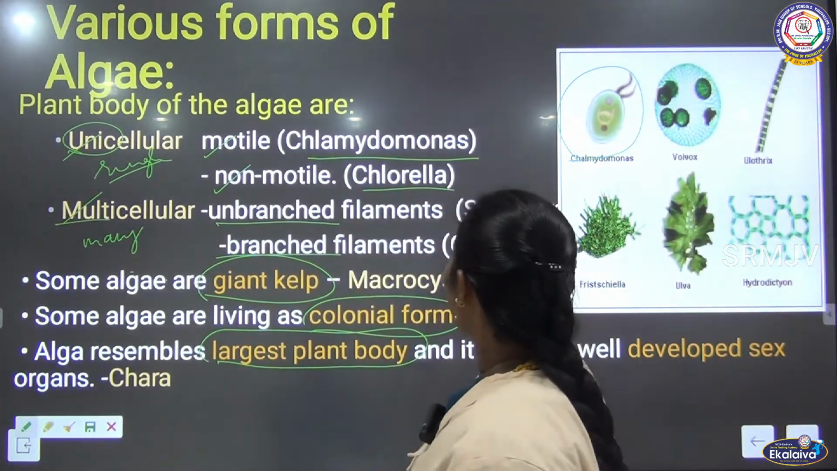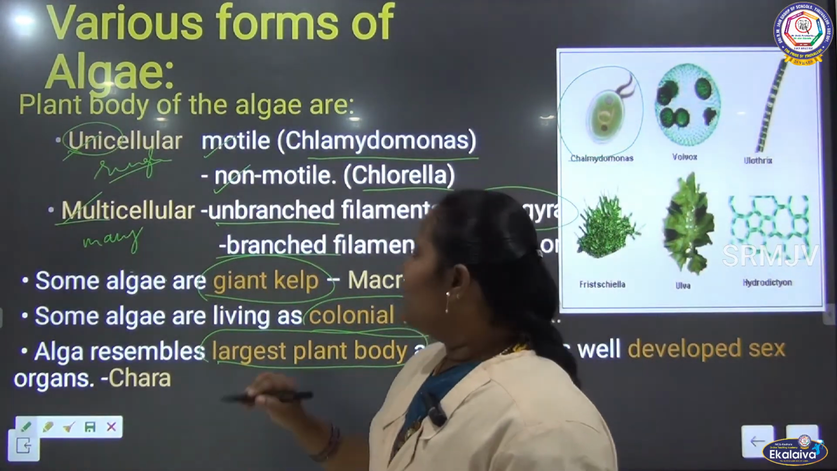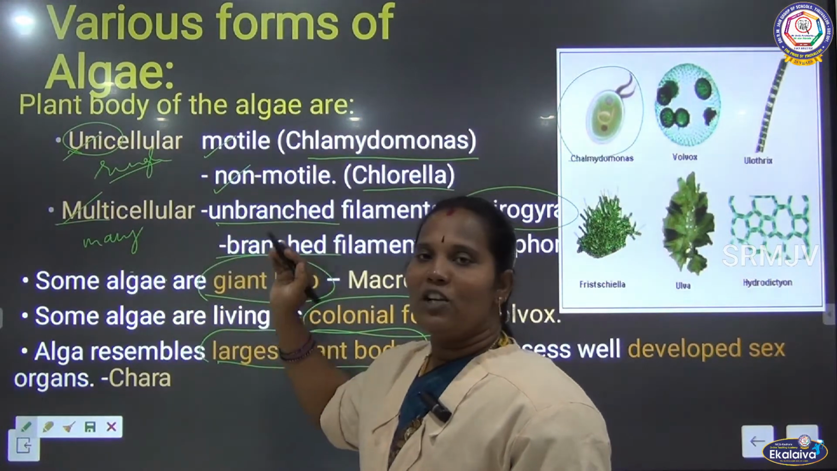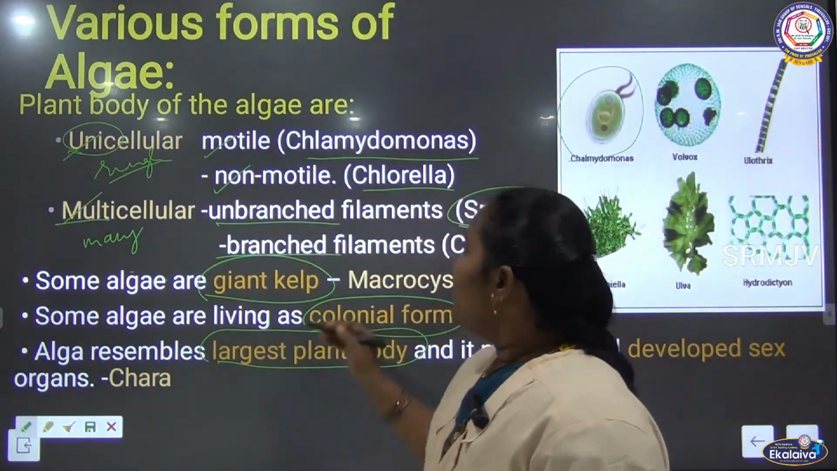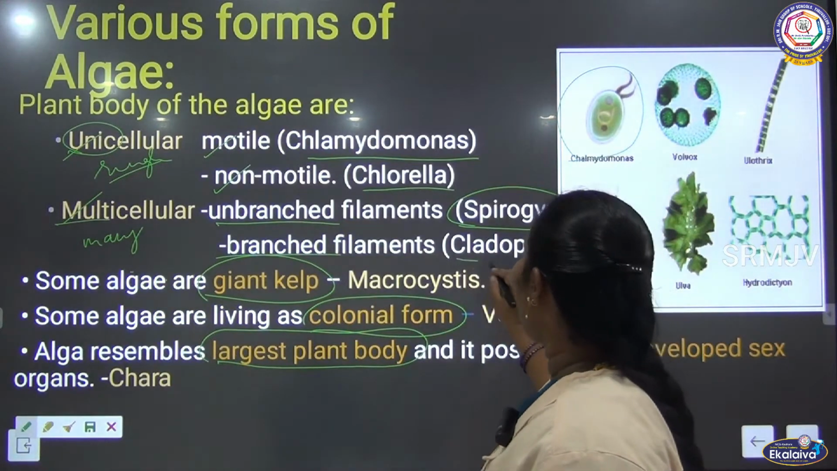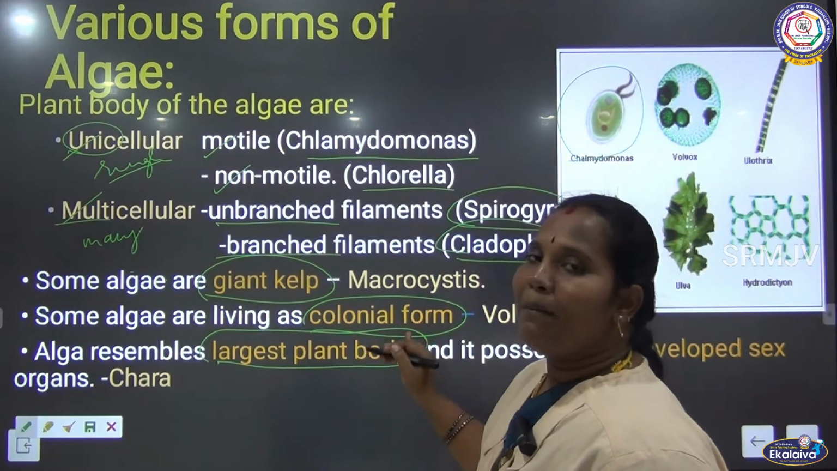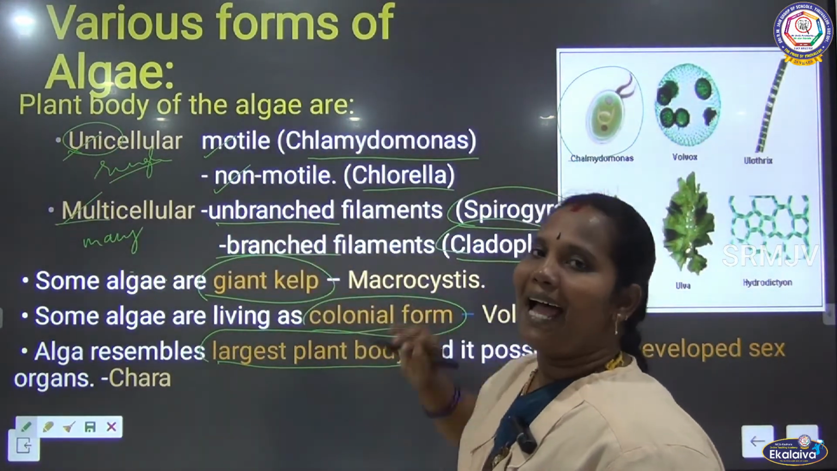Example for this: Spirogyra. Spirogyra is the example for the unbranched multicellular algae. And then the branched filaments of multicellular algae, the example is Cladophora.